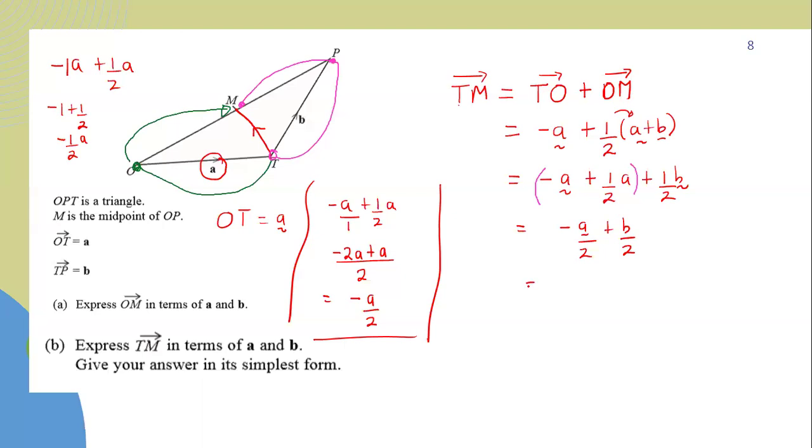So this is my simplified version, but I can simplify it further. You note that 2 and 2 is common, so I can first pull that a half out, then I remain with negative a plus b. In case you want, you can make it even better by starting with a positive and write it as a half into b minus a. So this is your answer for T and M.